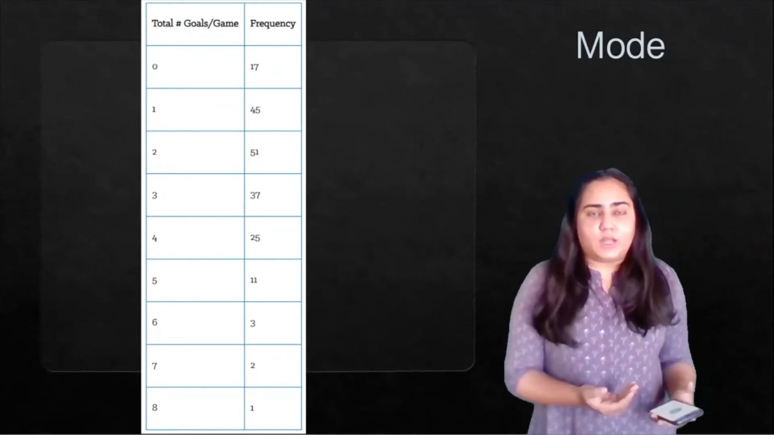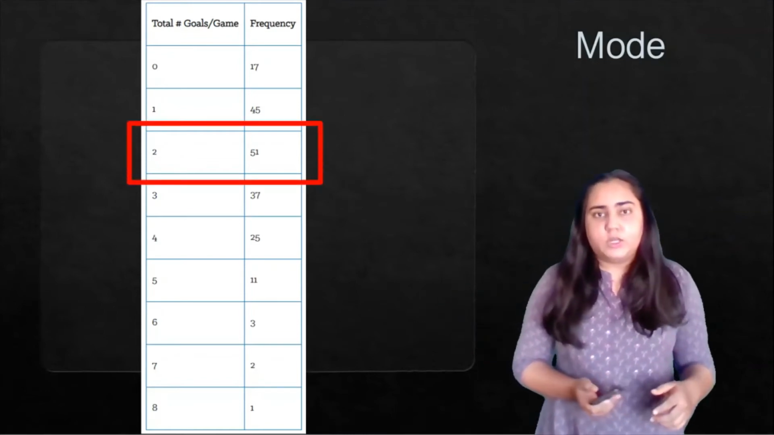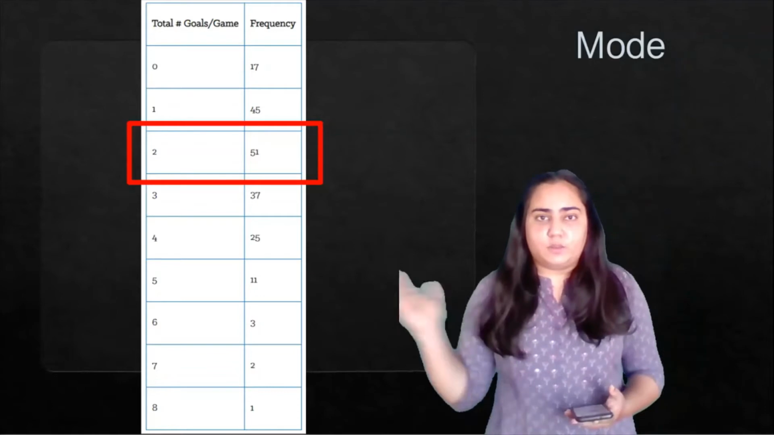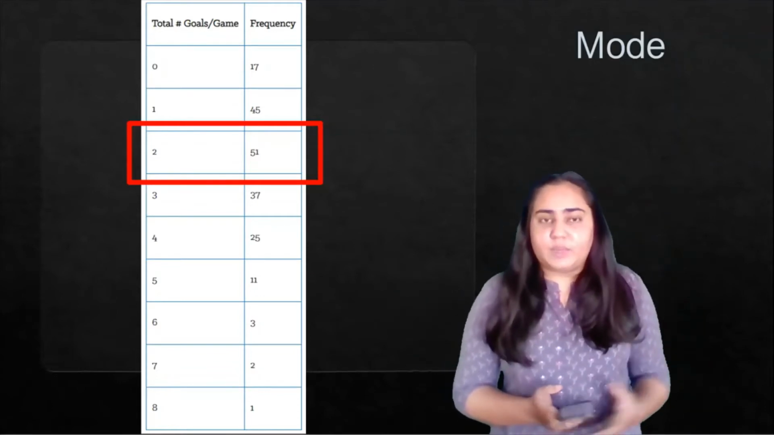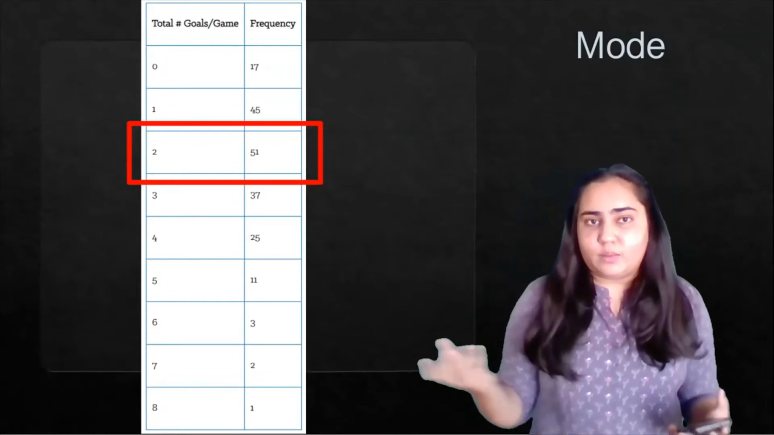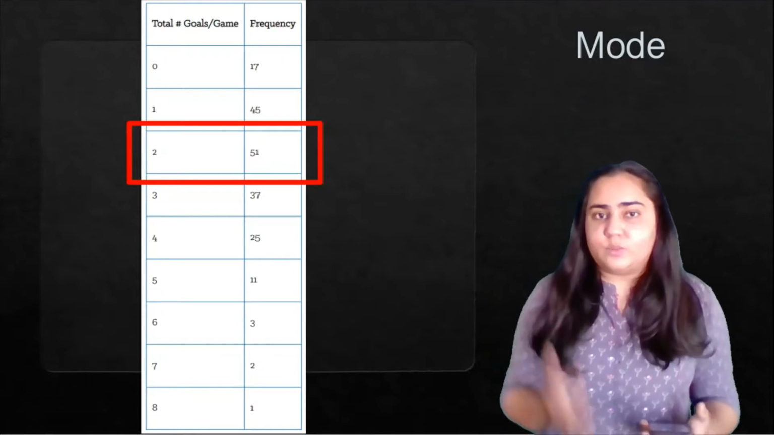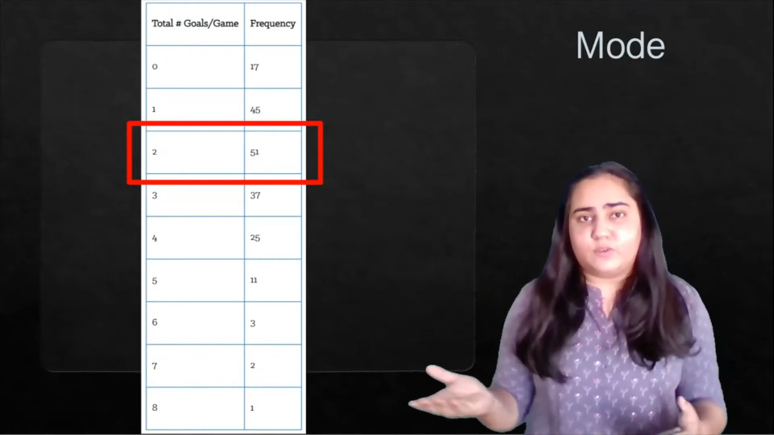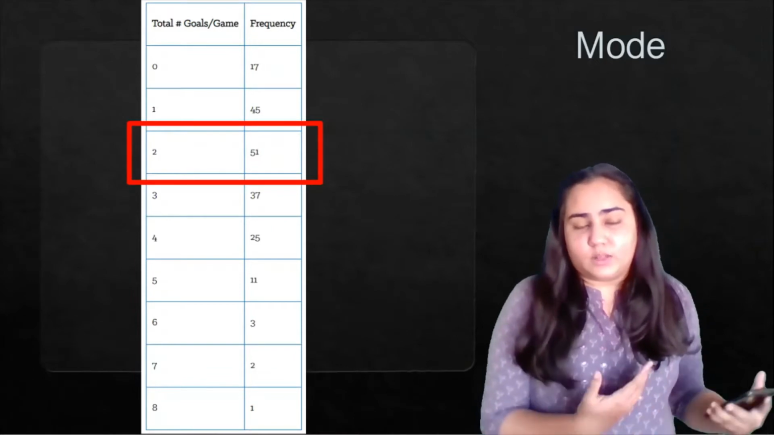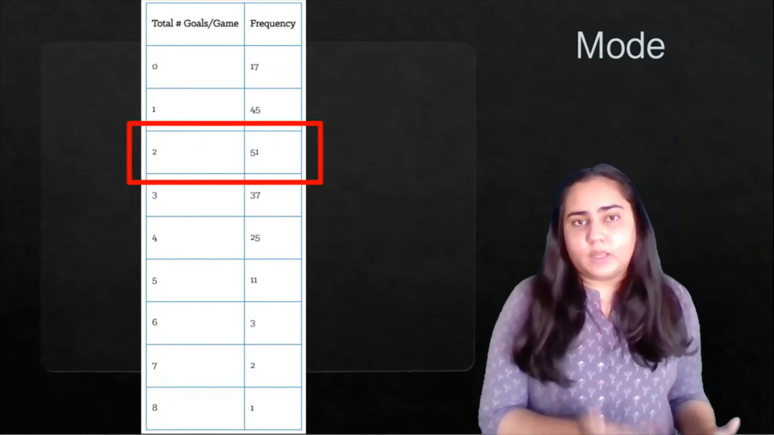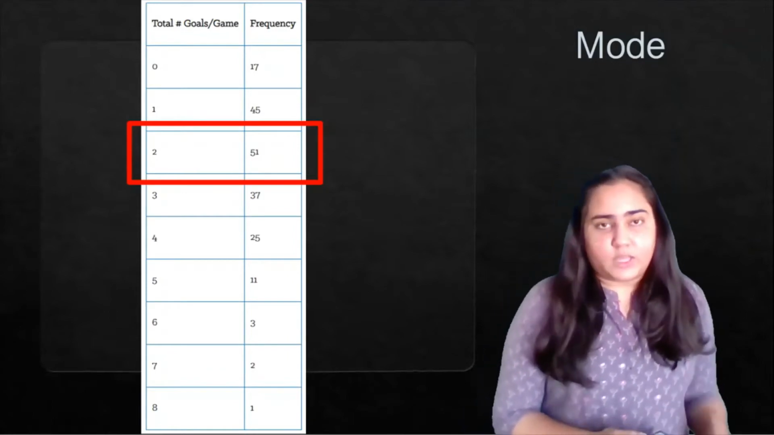Based on that, we have created this frequency table, where we can find the mode. The number of goals that appears most often is 2. So 2 is not the highest number of goals, but the number of goals made most often in any game is 2, because that happened in about 51 of the games.